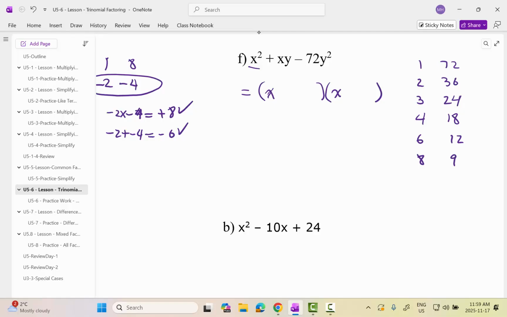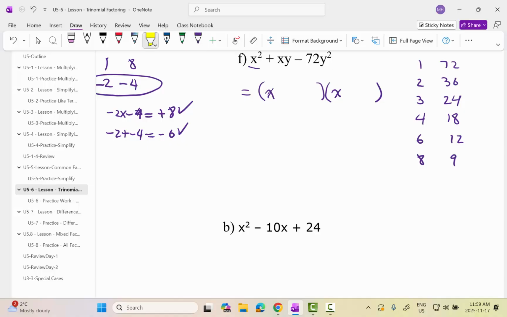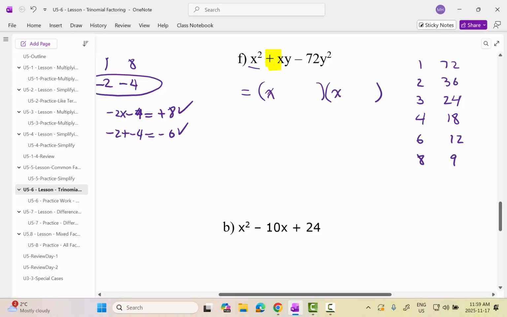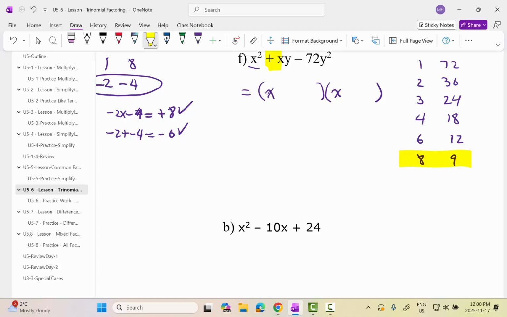Okay, so maybe a little tip here. Look at the middle number. The middle number is very small, right? So that means the difference between the numbers has to be very small. So 1 and 72 cannot possibly work, right? So maybe we didn't need to list all the big difference ones. But anyways, the one that works is 8 and 9.